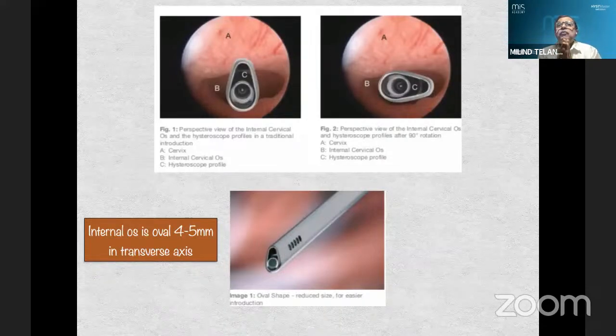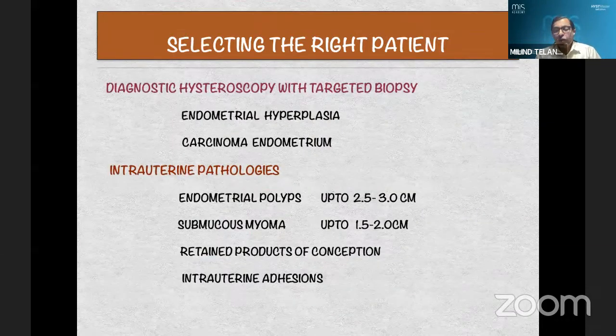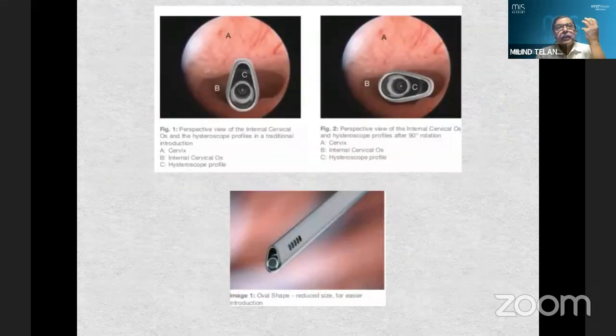Another important tip, which will never be mentioned in books, is that this is a 30-degree forward oblique scope. So it looks up onto the anterior wall of the cervical canal so as to get the internal os at the 6 o'clock position. That is very important for you. Unless you get the internal os at the 6 o'clock level, forming a crescent at the 6 o'clock level, it is difficult for you to move in.